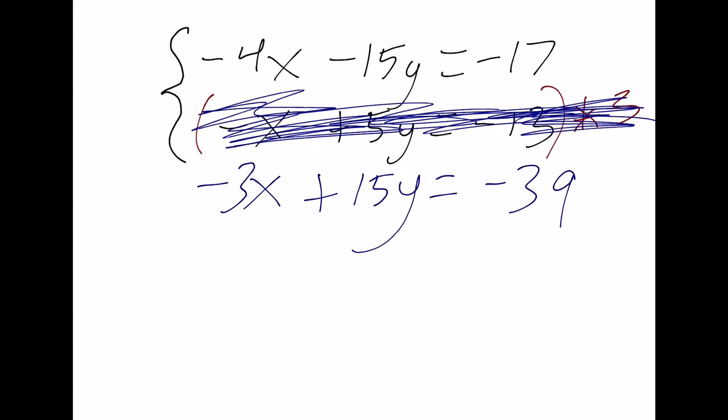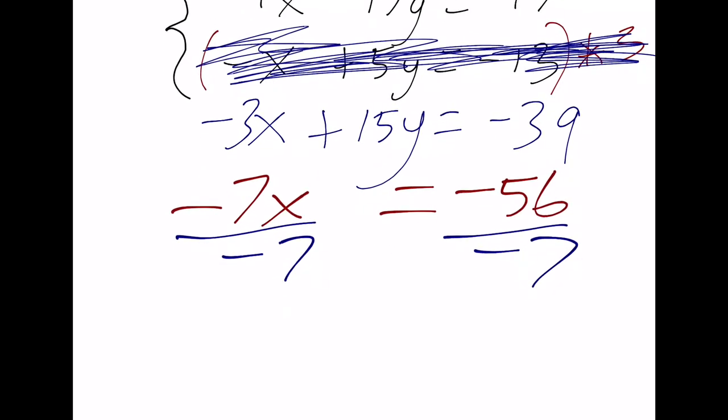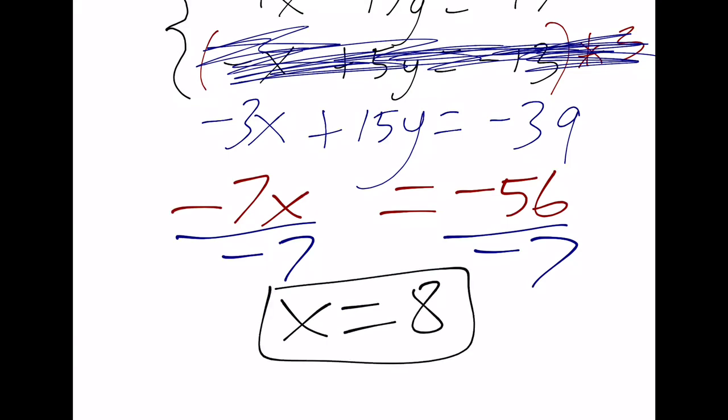-4 plus a -3 is a -7x. Negative 15 plus 15 gives me 0y, which is what I wanted. And negative 17 plus a negative 39 is a negative 56. Some simple division here, dividing by a negative 7, will reveal that x is equal to a positive 8. And I'm halfway to my answer.